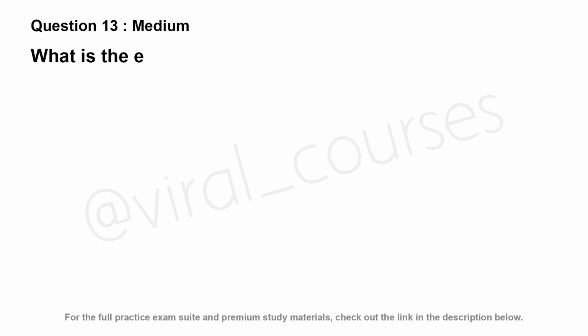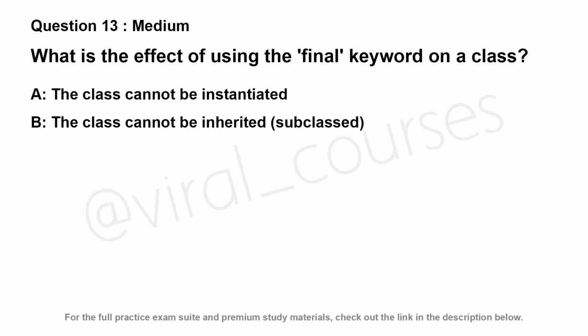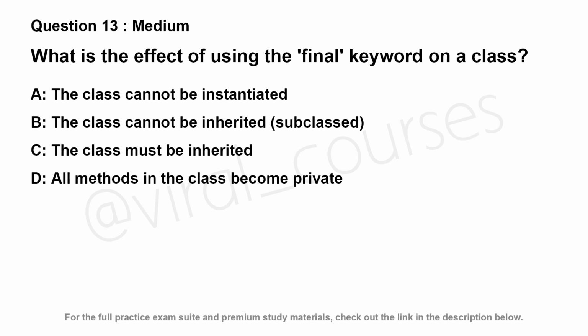What is the effect of using the final keyword on a class? Option A. The class cannot be instantiated. Option B. The class cannot be inherited, subclassed. Option C. The class must be inherited. Option D. All methods in the class become private.